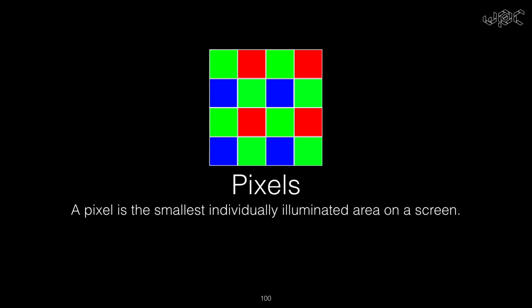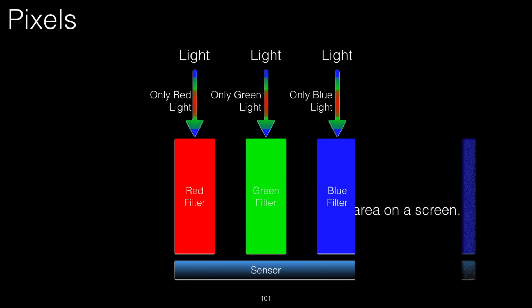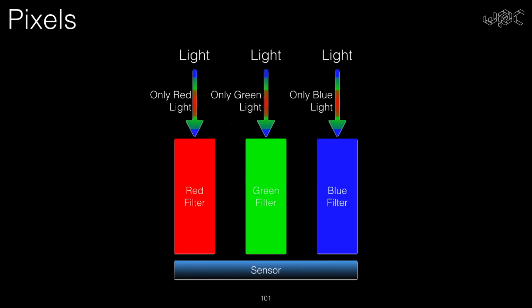A pixel in digital photography is the smallest individually illuminated area on the sensor. The most simple pixel consists of three filters: a red, a green, and a blue filter. If you want to understand how an image is created, understanding how each pixel is created is very important. Here you can see three filters on top of the sensor.